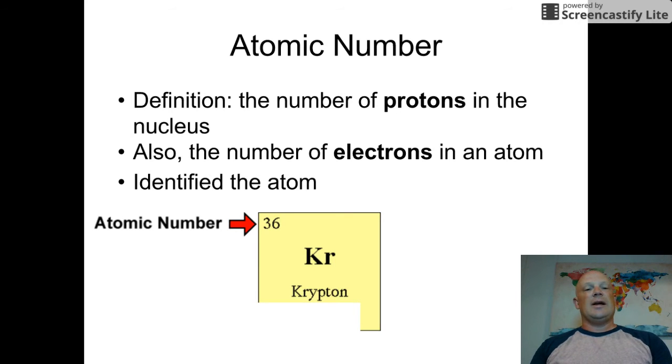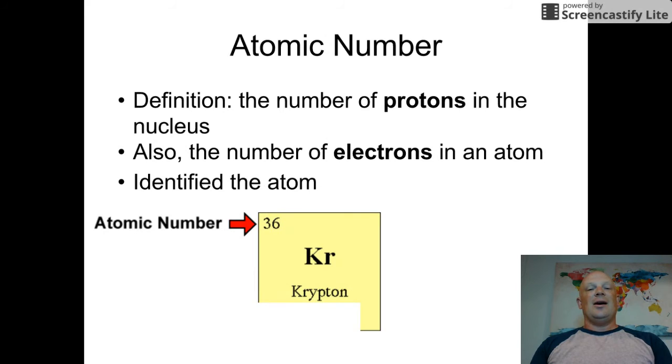Now, the one on the screen has it in the corner. Some of the periodic tables that you have may have it right above the symbol, but that number is called the atomic number. It's the number of protons in the nucleus. Now, because the atoms that we're looking at in the periodic table are neutral, it also tells us the number of electrons in the atom.